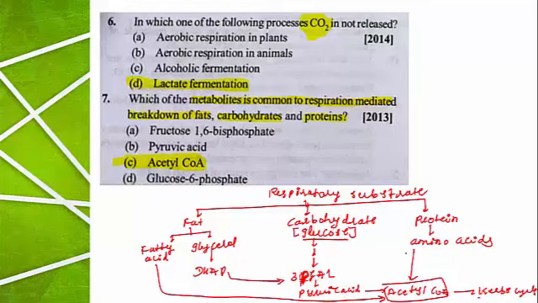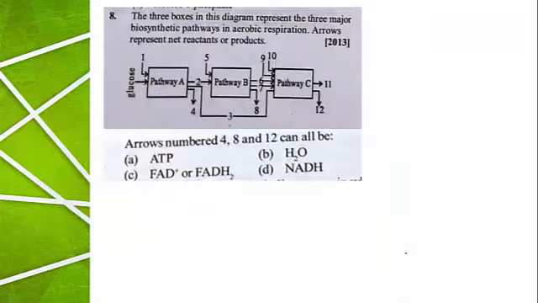Therefore, whether the molecule is carbohydrate or protein or fat, finally all of them, when metabolized during respiration, give rise to the formation of acetyl coenzyme A, which enters the Krebs cycle during aerobic respiration. Then, moving to the next question.